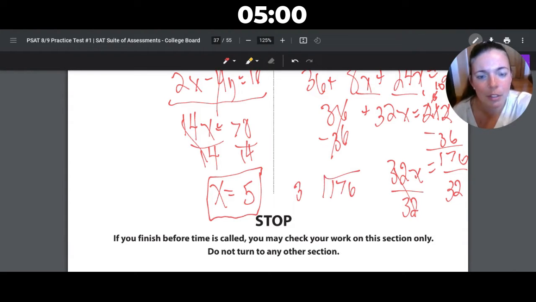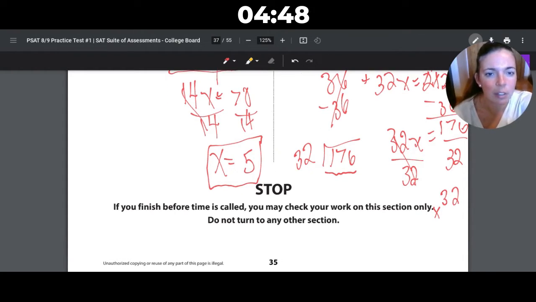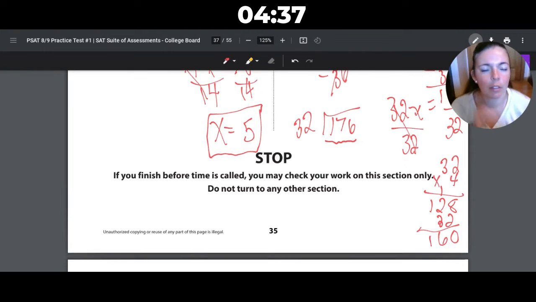176 divided by 32. All right, so how many times does it go into 176? So 32 times, I don't know, let's say 4. Let's try 4. 2 times 4 would be 8. Okay, so that's 128. So that's not quite enough. Let's add 32 to that. 3 times 5 would be 6, 160. Okay, so we can't do another group. So that was 4 plus 1 more is 5. So subtract 160 and you get 16.